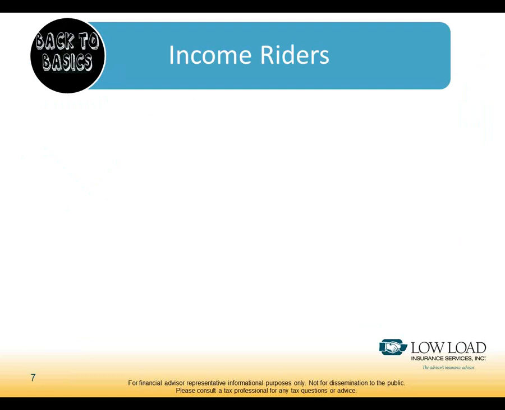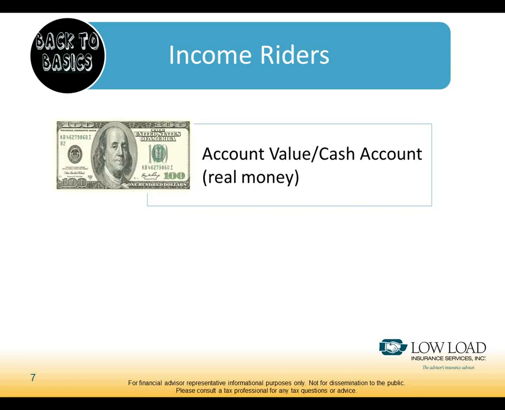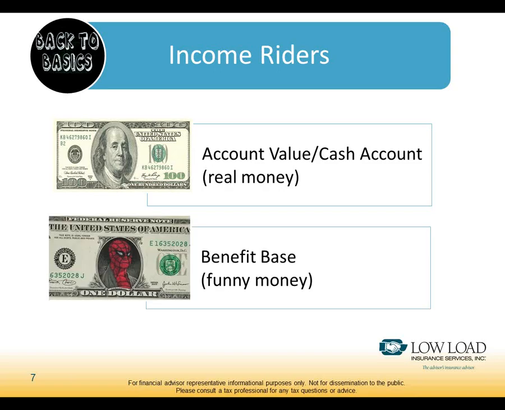So when we're talking about income riders on annuities, there's something we need to understand first. There's two account values on the annuities. The first is their actual cash account, the account value, their real money. This is the money that they can spend. If they're going to surrender the annuity, this is what they're going to get. Then there's this other value, the benefit base. I call it the funny money. It's just a number on the statement, and it is nothing more. It is used to calculate some stuff, but it's nothing they can really spend.